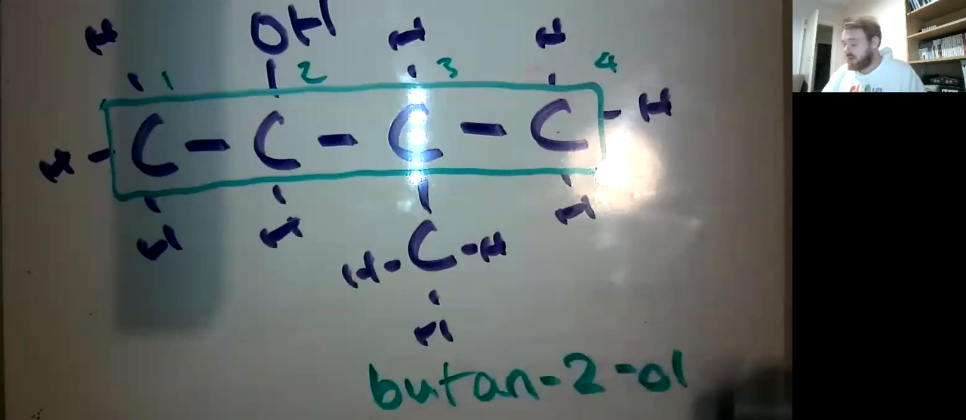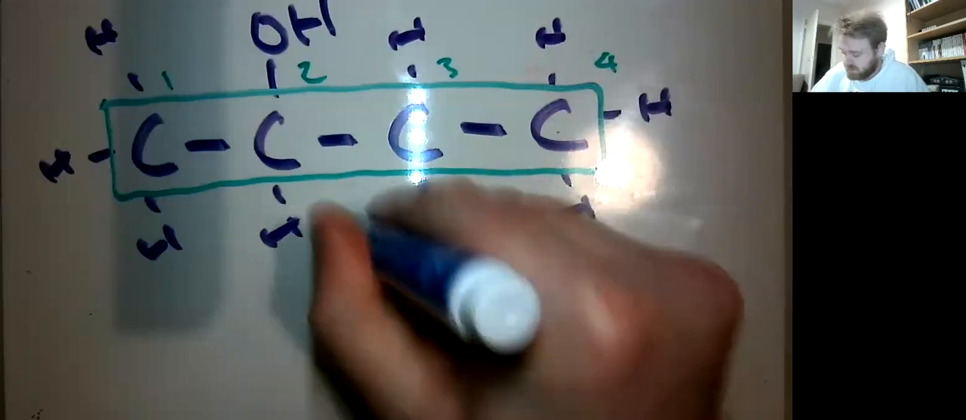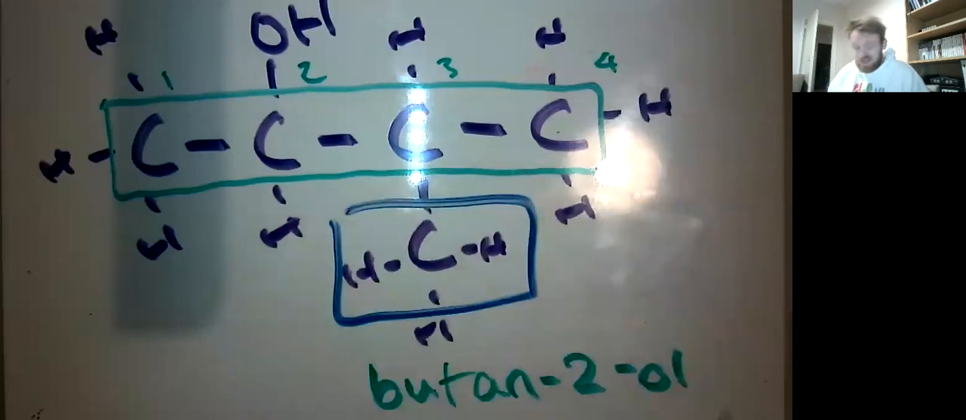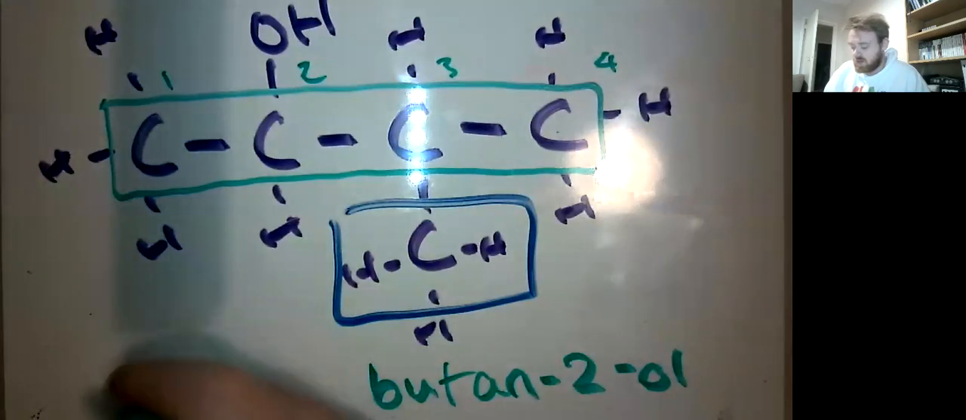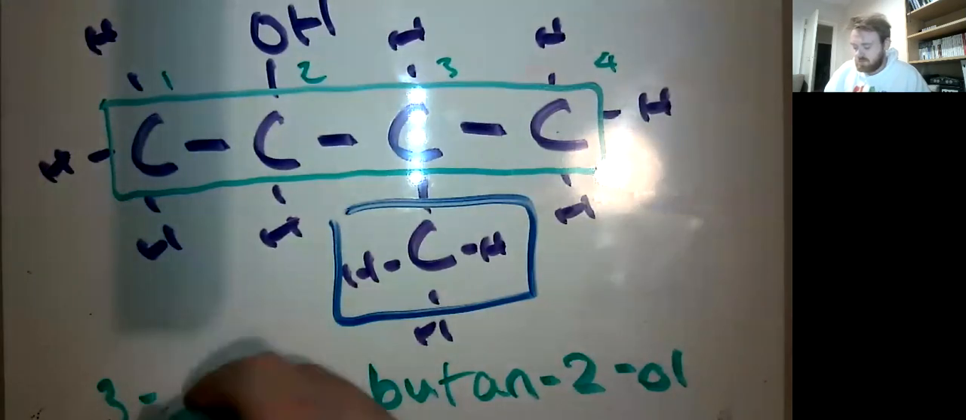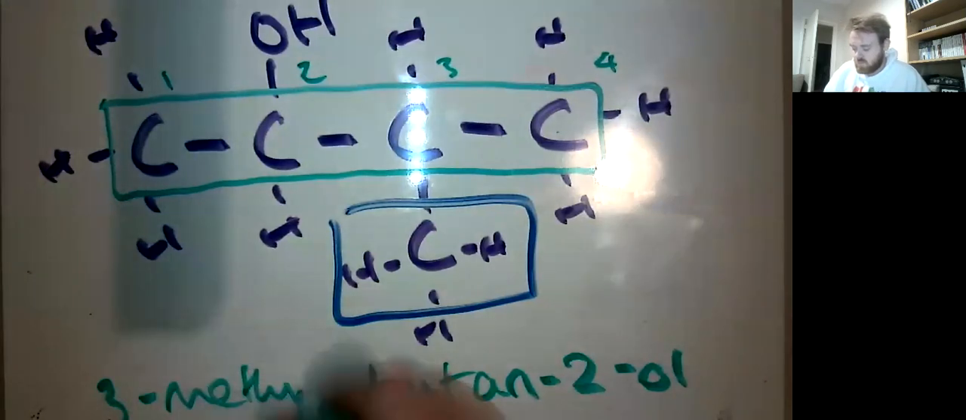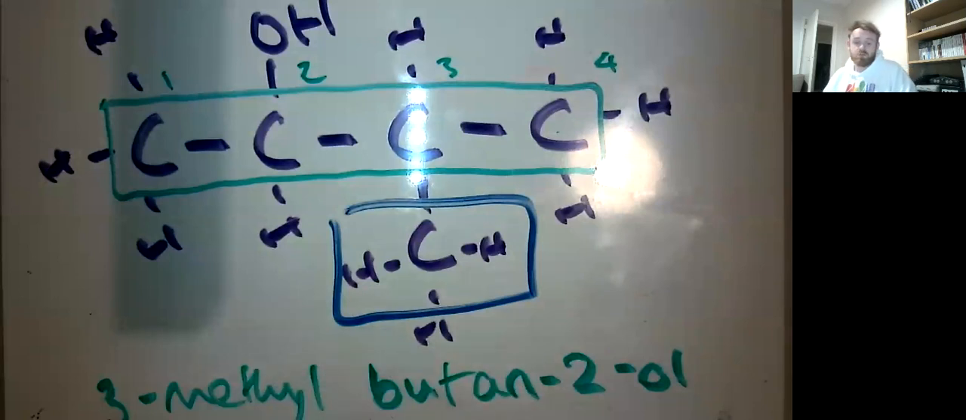Okay, once you've got that main name, you then need to just name any branches. Let me get a different color. The only branch we have here is this one. It has 1 carbon in it, so it is a methyl group, and it's on the 3rd carbon in the chain. So that becomes 3-methylbutan-2-ol, and that's the name. Again, incredibly simple if you remember the rules for naming alkenes.